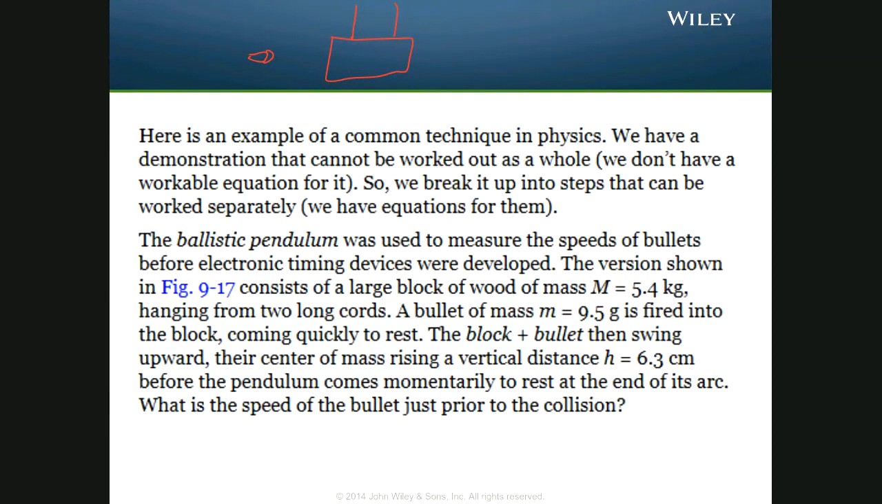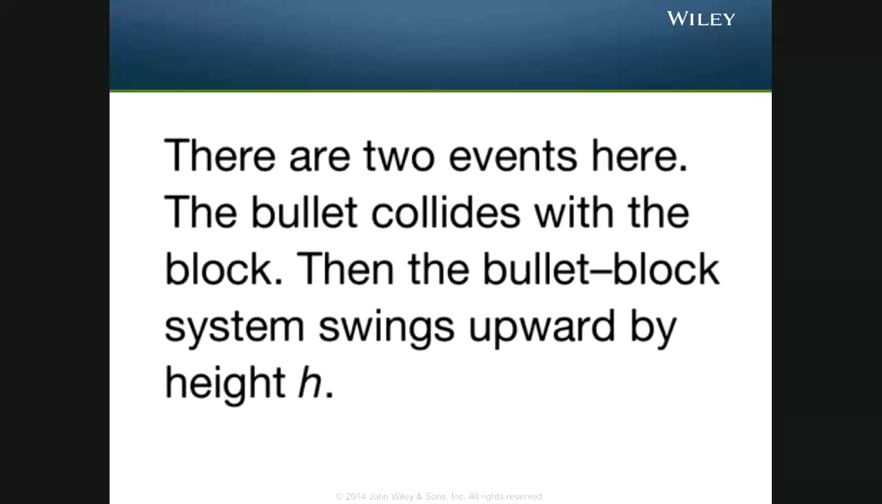So 2 things happen. And like I said, there does not exist a single equation which solves this. You have to recognize that this is a 2-step process. So there's going to be the bullet going into the block, and then there's going to be the block, once the bullet is in, raising up, right? Swinging up. So we're going to be able to expand on this. There are 2 events here, right? The bullet collides with the block, and then the bullet-block system swings upward by h. So let's take a look at each of those.